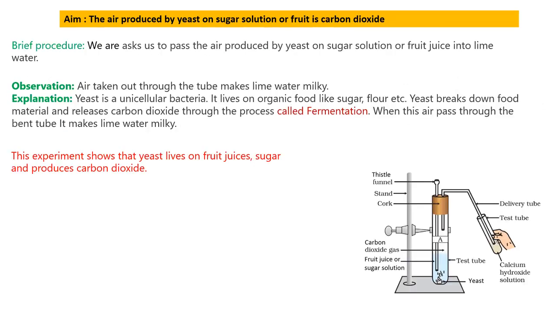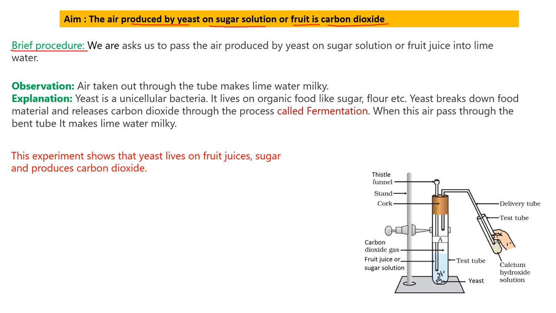Now let us do the next experiment. This is experiment 6.5 from your textbook. The aim of this experiment is to show that the air produced by yeast on sugar solution or fruit solution is carbon dioxide. You can remember this if you know that when you put yeast in sugar solution or fruit solution, what do we get? We usually get wine, right? Alcohol. So we have to check whether the air produced is carbon dioxide or not.